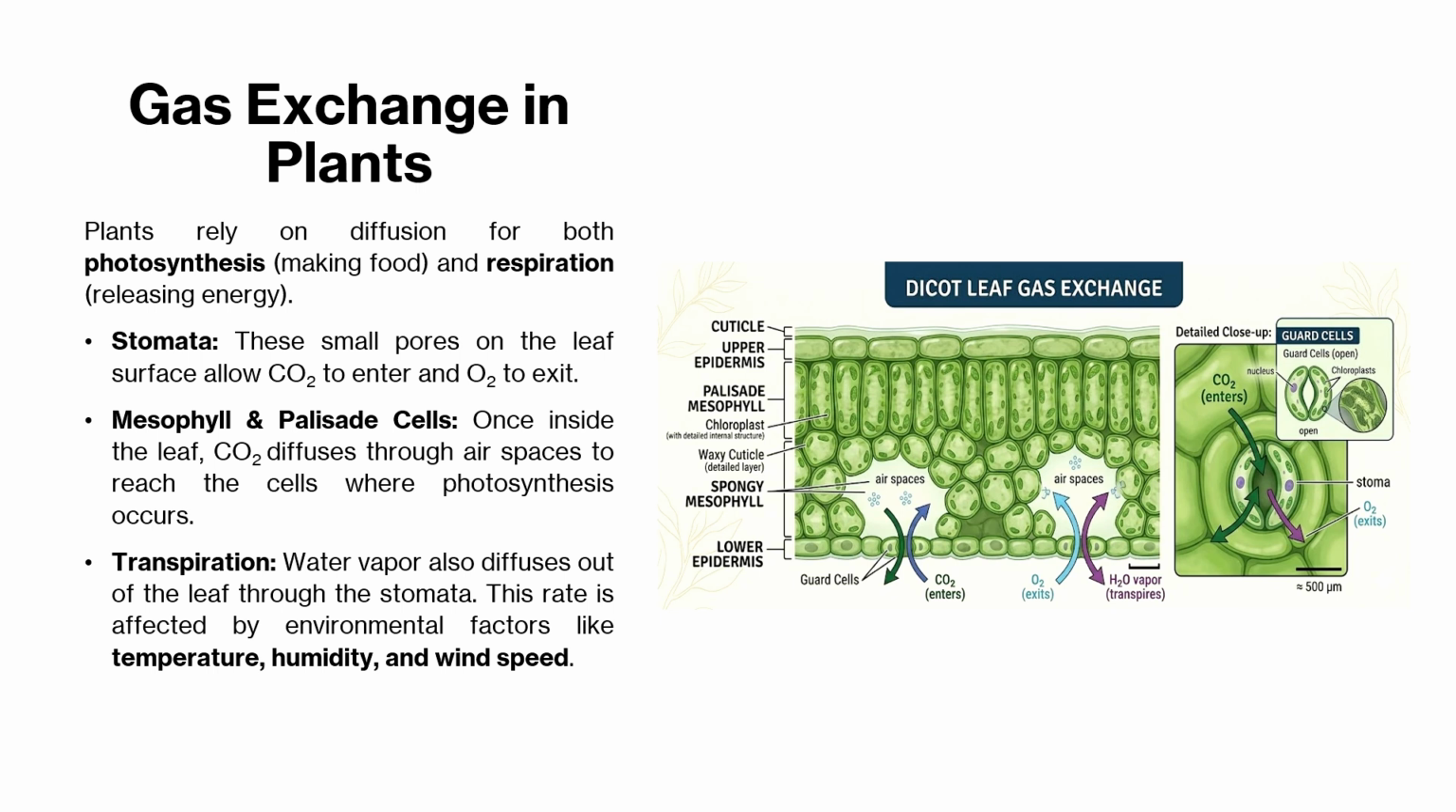It changes based on the environment. If it is a hot, dry, or windy day, the diffusion of water vapor speeds up significantly. So for a plant, gas exchange is a constant balancing act between getting the gases it needs and keeping the water it has.